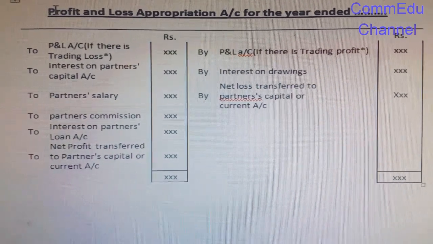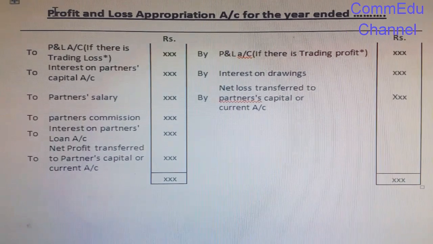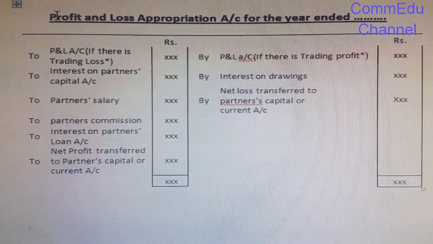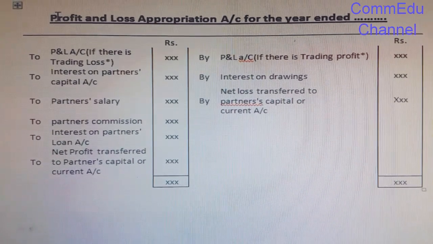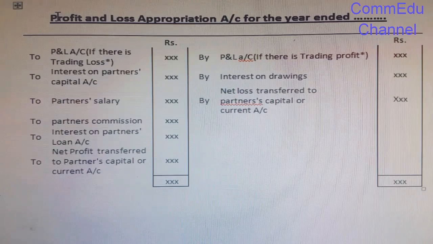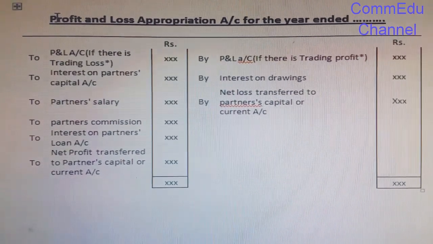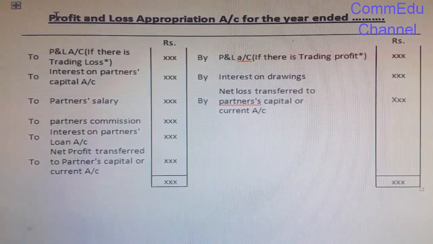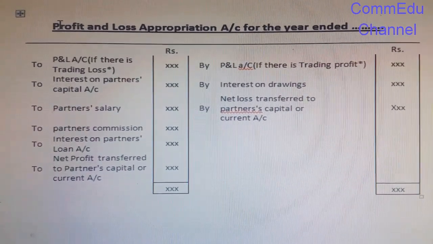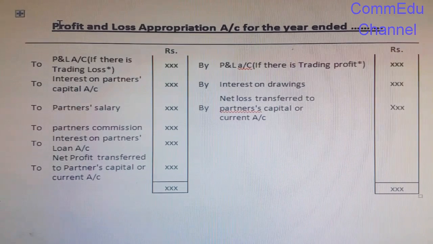If there is any trading profit, it should be written in credit side of P&L appropriation account. Otherwise, it should be written in debit side. Interest on drawings should be written in credit side. Interest on partners capital, salary, commission and partners loan should be written in debit side.